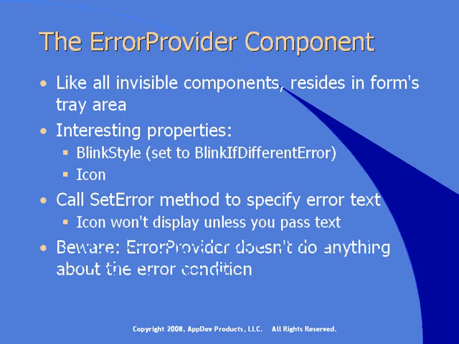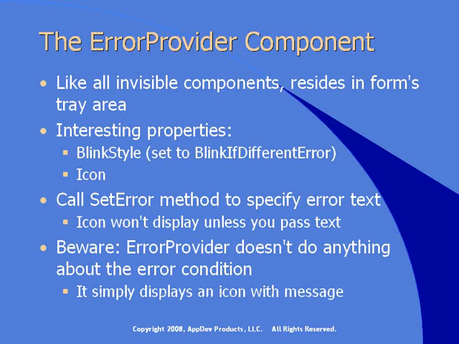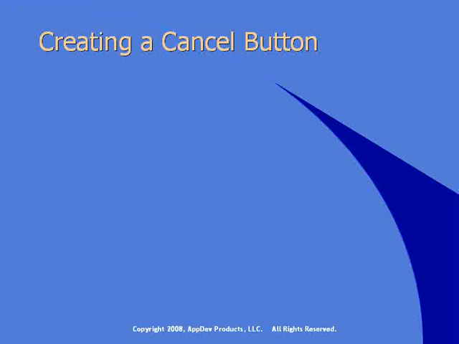Now, you've got to remember, the error provider doesn't do anything about the error condition. All it does is simply display an icon with a message. Now, imagine this scenario. Imagine you want to create a cancel button. So imagine you're allowing the user to enter some input. They enter the wrong input. They want to close the form, say. But if you're handling the validating event and you cancel the validation, you put the focus back on that control. They can't close the form.